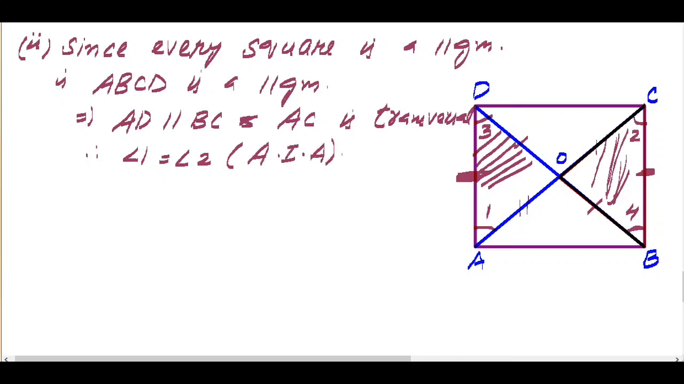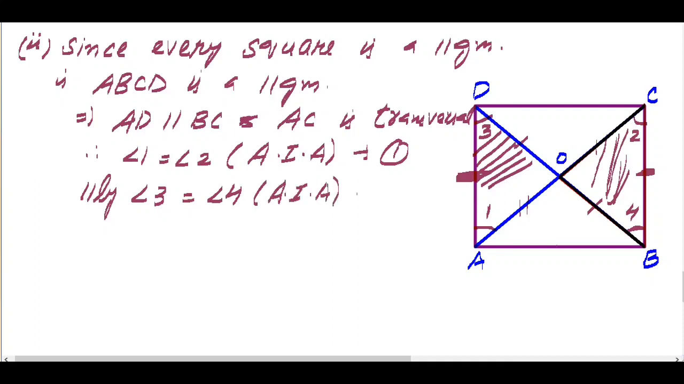Name it equation first. Similarly, angle 3 is equal to angle 4. That means AD is parallel to BC and BD is also a transversal, and again they are alternate interior angles and they must be equal. You can name it equation second.